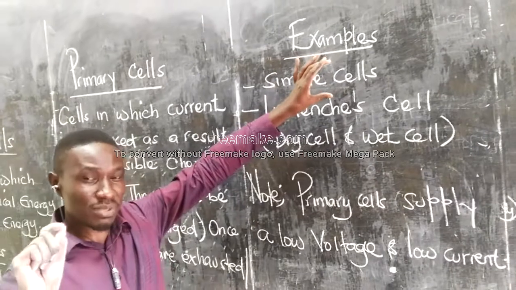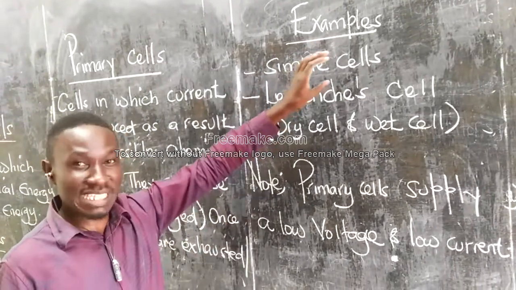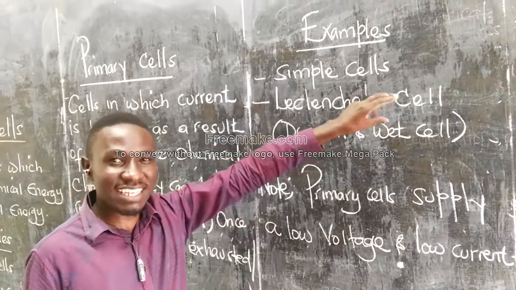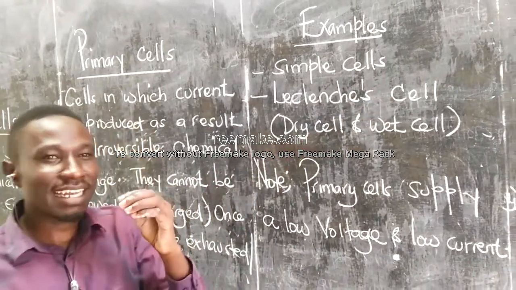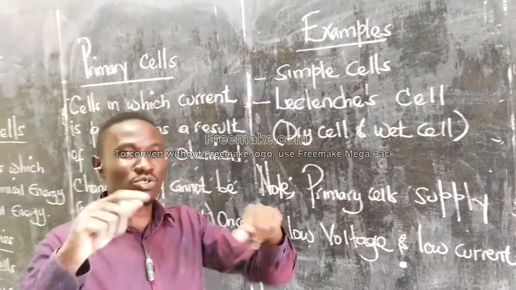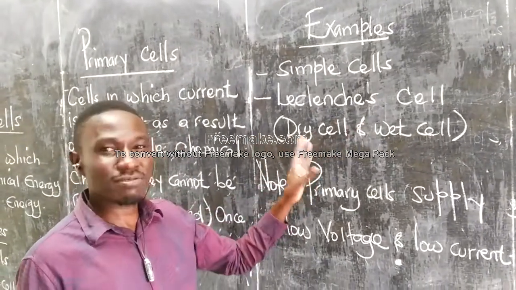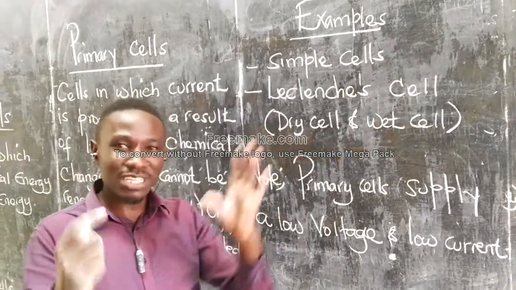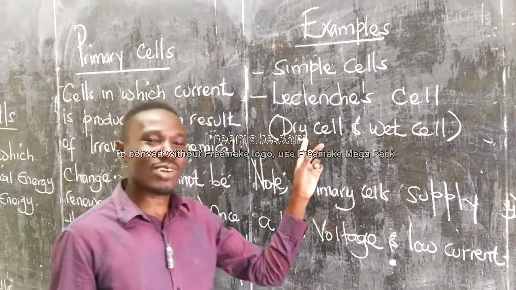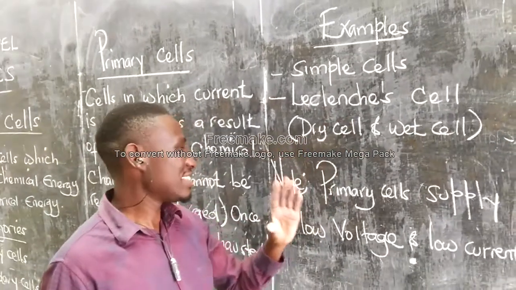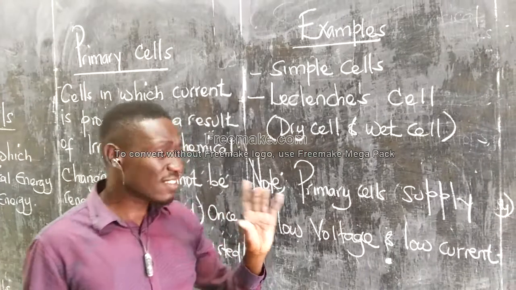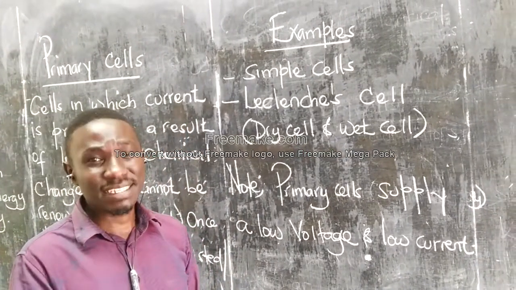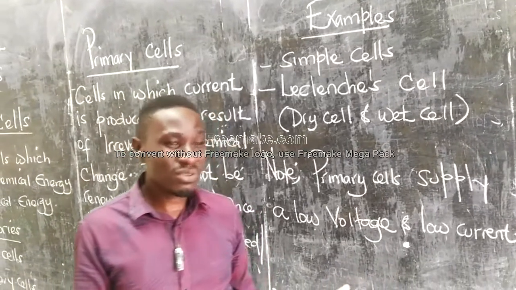You cannot recharge. Some of the examples include simple cells. We shall look at a simple cell. Many of you, I know you don't know a simple cell. What you know is what we call a Leclanché cell. And a Leclanché cell is categorized into two. Under Leclanché cells, we have the dry Leclanché cell and the wet Leclanché cell. So I believe what you know is what we call the dry cell, or dry Leclanché cell. Note that primary cells supply a low voltage and low current.